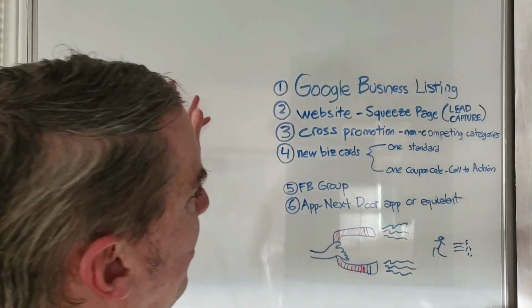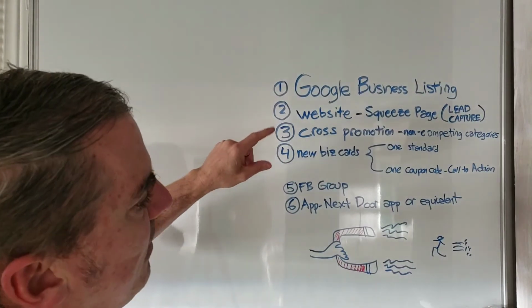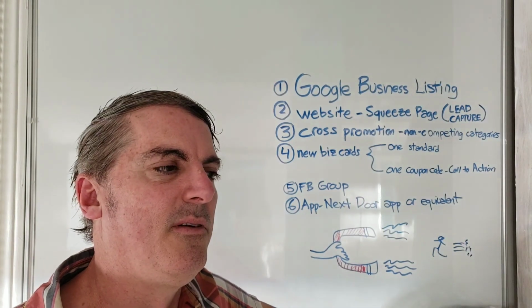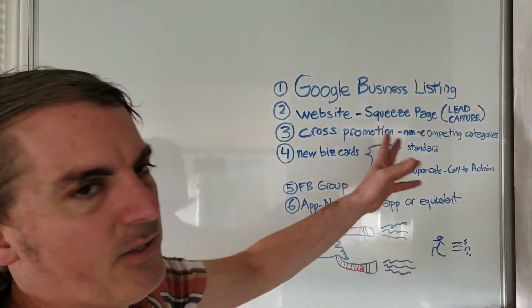So these are six strategies you can use to build an audience and grow your profits. First, get your Google business listing really good. Post photos every day, and post a video at least every other day or every three days. In the video, introduce yourself.